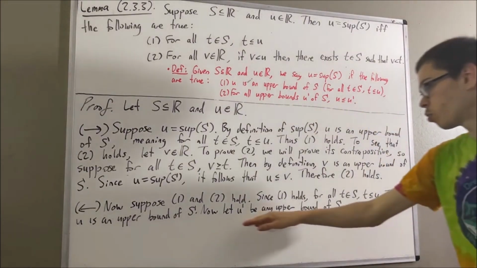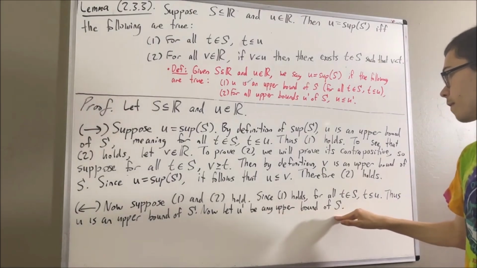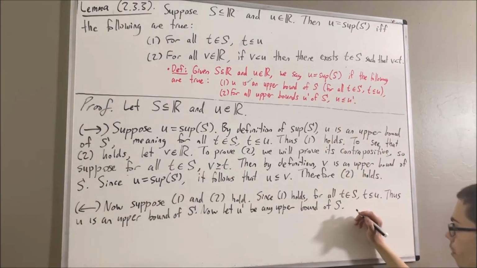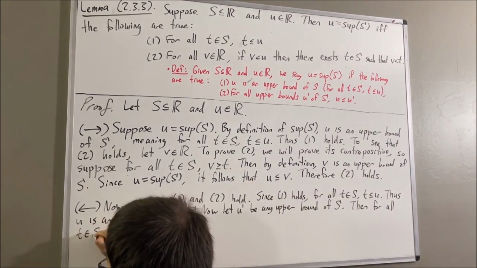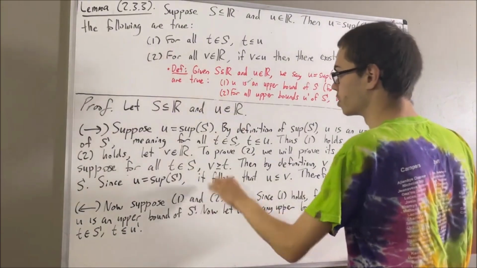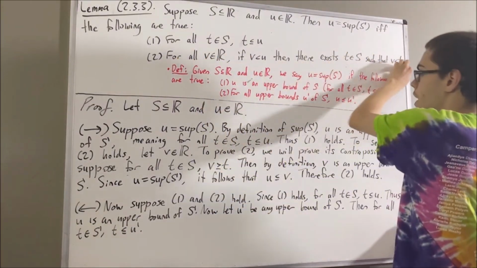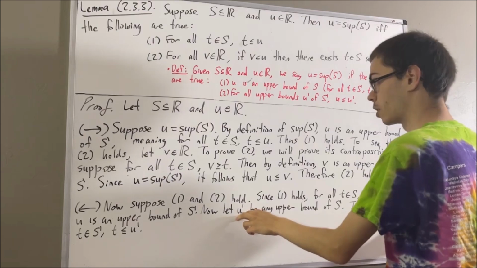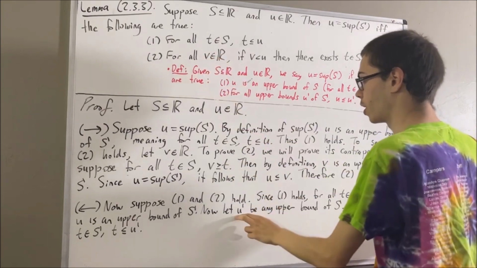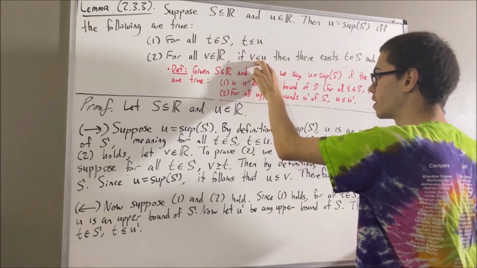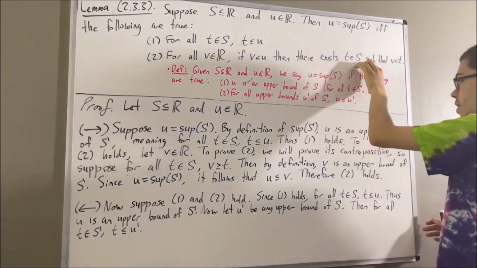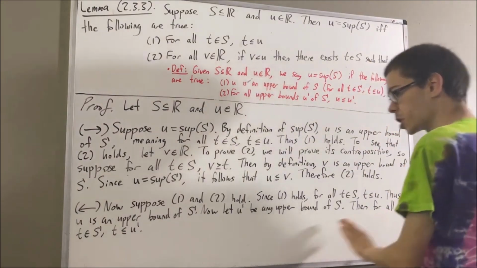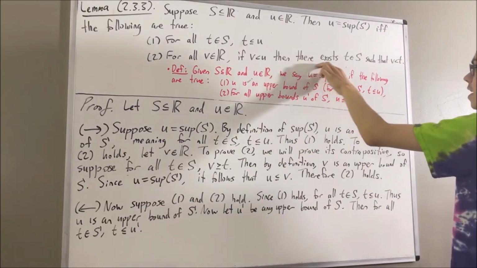Now, since U prime is an upper bound of S, by definition, we have that for all t and s, t is less than or equal to U prime. Now, since 2 holds, we know that this statement is true. And this statement works for every real number, so it must work for the real number U prime. So if we take V and replace it with U prime, we have if U prime is less than U, then there exists t and s such that U prime is less than t. But wait a minute, we have just shown that this statement is false.